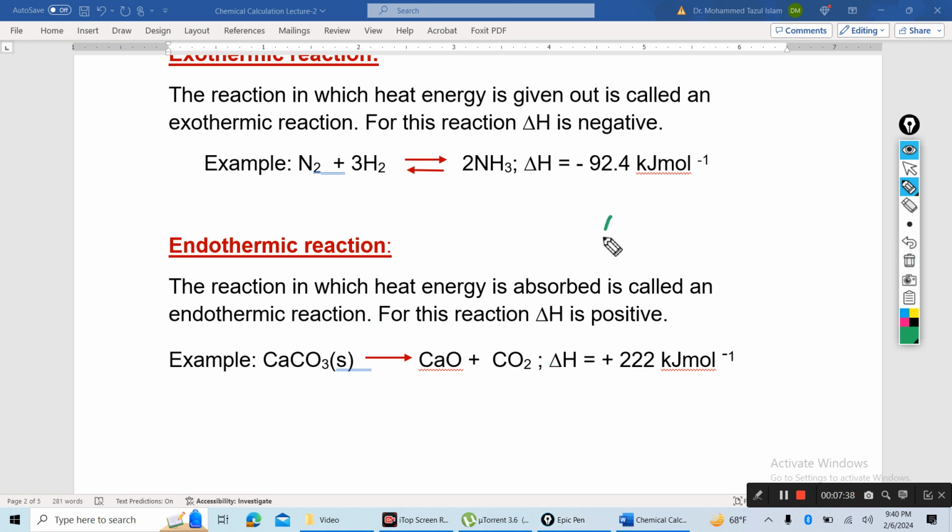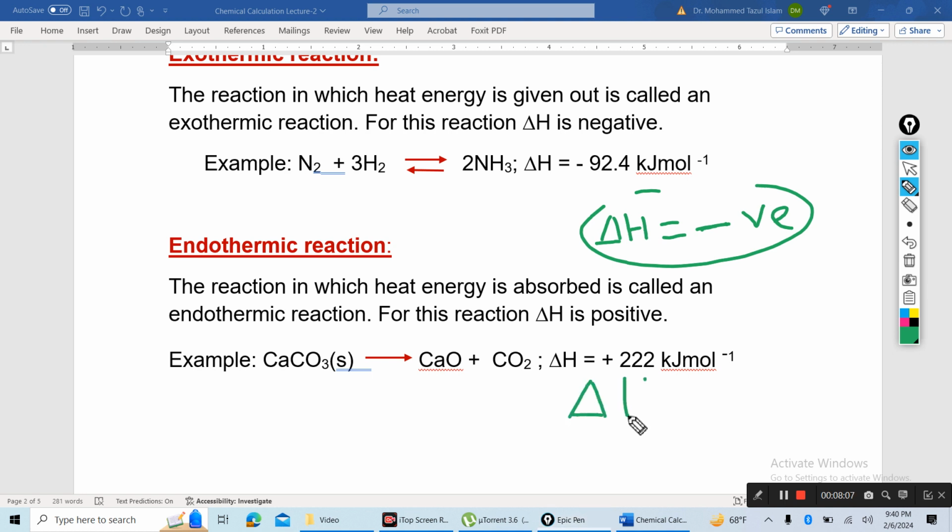So you learn, if delta H value is negative, that reaction will be exothermic reaction. I mean, heat is produced. If delta H value is positive, that reaction will be endothermic reaction. I mean, heat energy is absorbed.